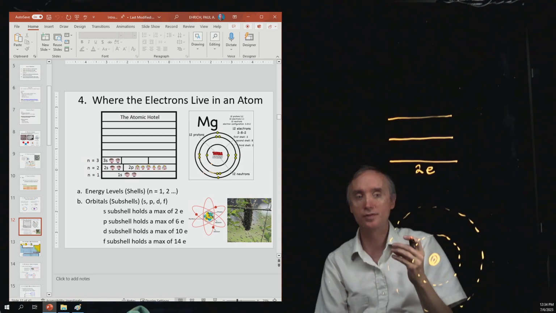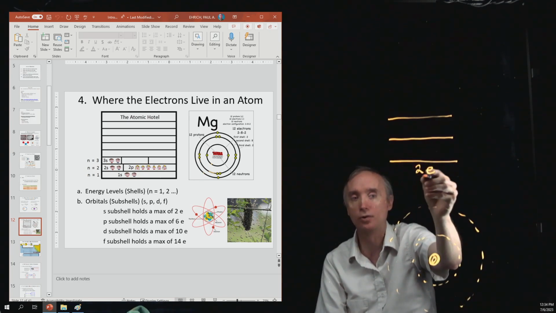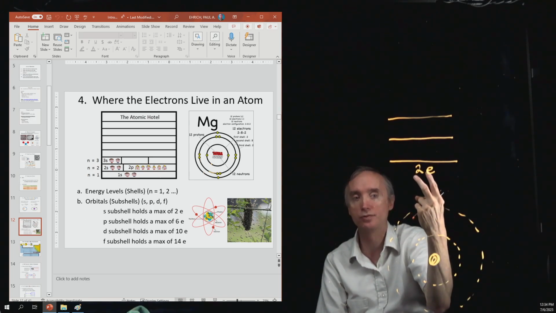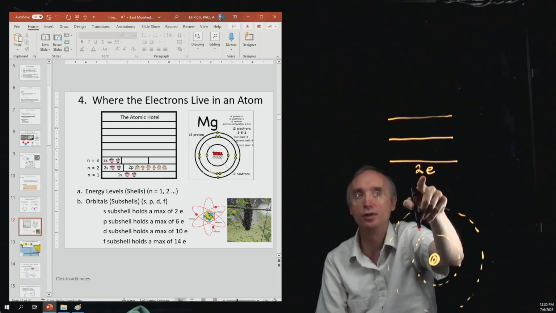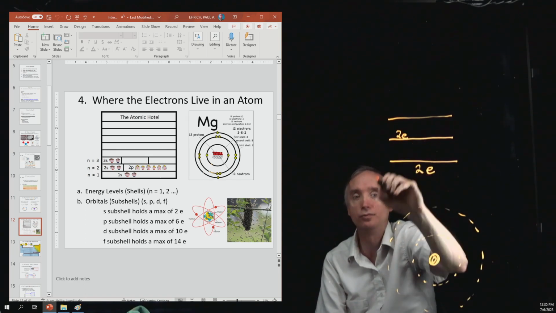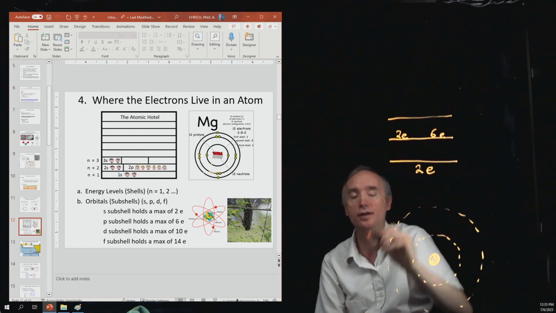When you go to the second energy level, it turns out that there are 2 rooms. So there is 1 room on the first floor. When you go to the second floor, there's going to be 2 rooms. And the first room over here is going to be identical to this room here. So 2 electrons can live in this room, but there's another room over here that can hold 6 electrons.